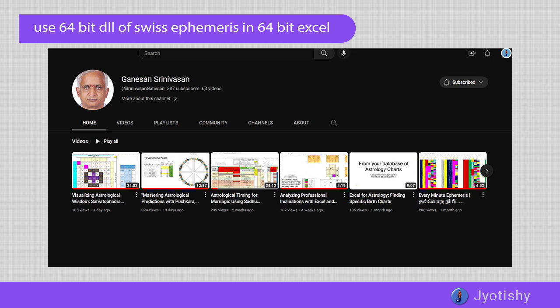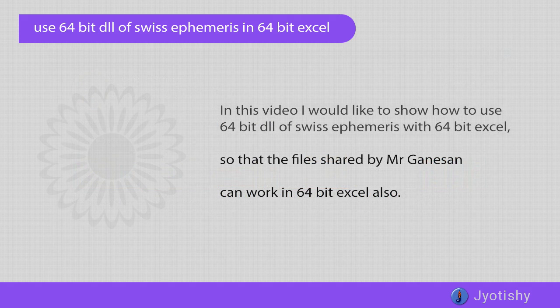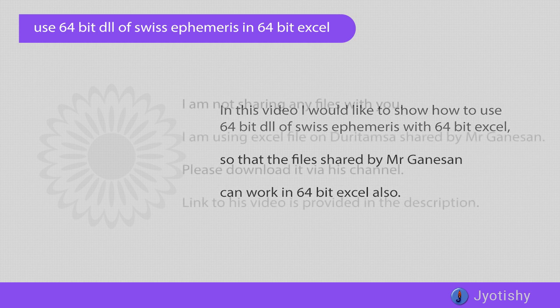He is basically sharing files which use the 32-bit Swiss Ephemeris DLL file in the 32-bit Excel program. The link for his YouTube channel is given in the description below. So the purpose of this video, more clearly, is to show you how to use the 64-bit DLL of Swiss Ephemeris with 64-bit Excel, so that files shared by Mr. Ganesan can work in 64-bit Excel also.